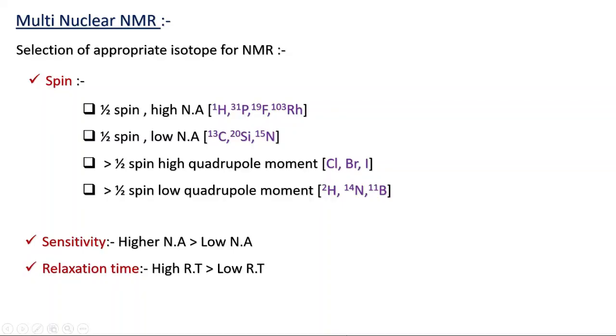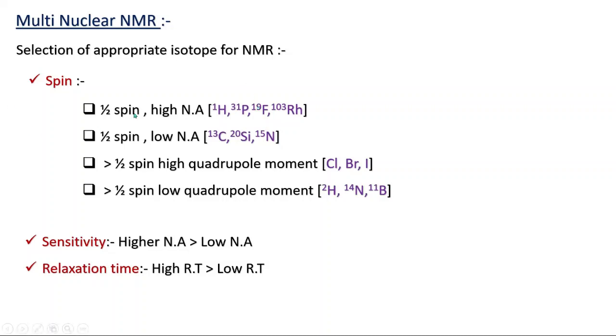So today we will study about multinuclear NMR. Before starting this topic, you have to know the following three points, which should be kept in your mind so that you can do problems easily. These are the selection of the appropriate isotope for NMR.